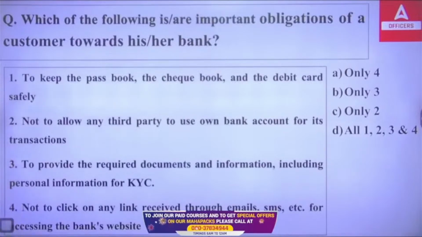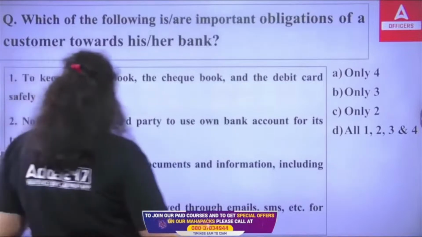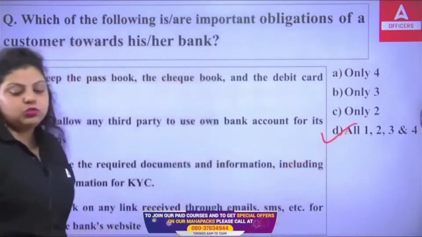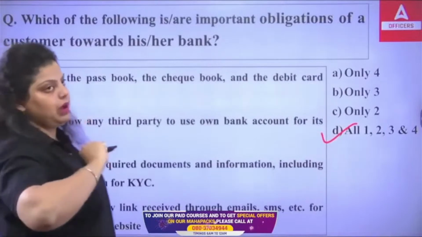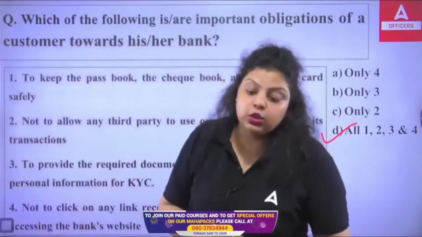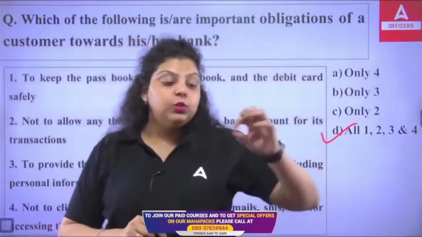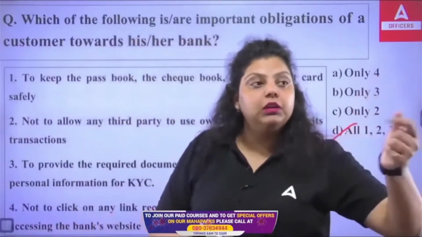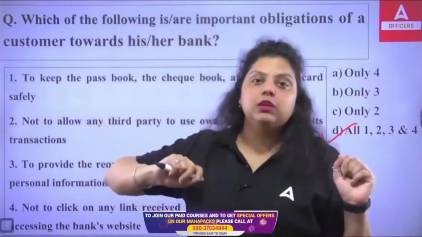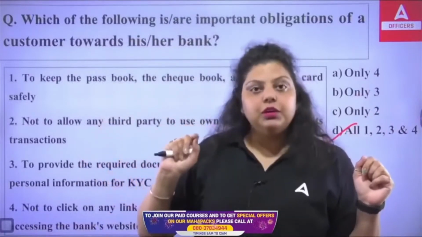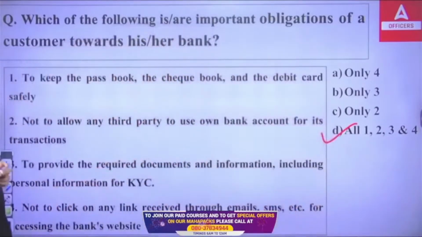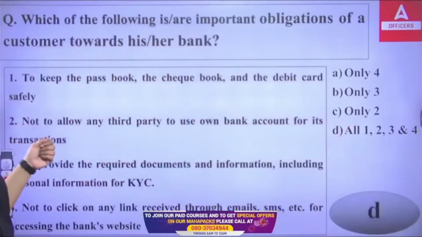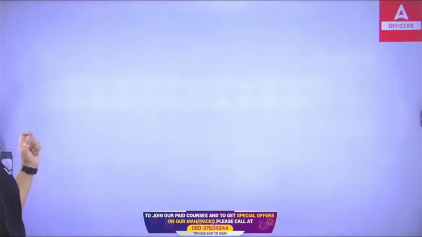Okay, so which of the following is correct? Actually, everything is correct. All are correct statements regarding the customer's obligation towards the bank. It's not like every time there is a mistake from the side of the bank. A lot of people have got a UPI link saying you have won a reward of 5,000, click on this link to get the reward. People click on that, and as you click on that particular link, your UPI account will be emptied. So it is the responsibility of the customer to follow these points. These are the obligations of the customer towards the bank.